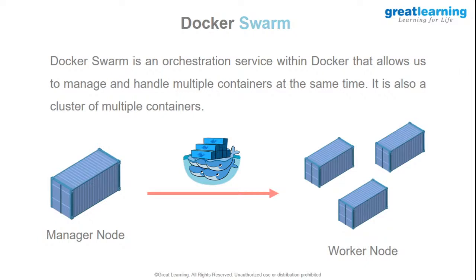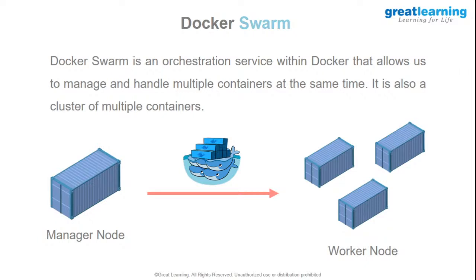It is also a cluster of multiple containers. So it would be better to say that the swarm itself is a cluster of different containers. If you have 5 containers and you keep them in a swarm, that is your cluster. And to manage it, you make use of the swarm kit within Docker that helps you manage all of these different things.